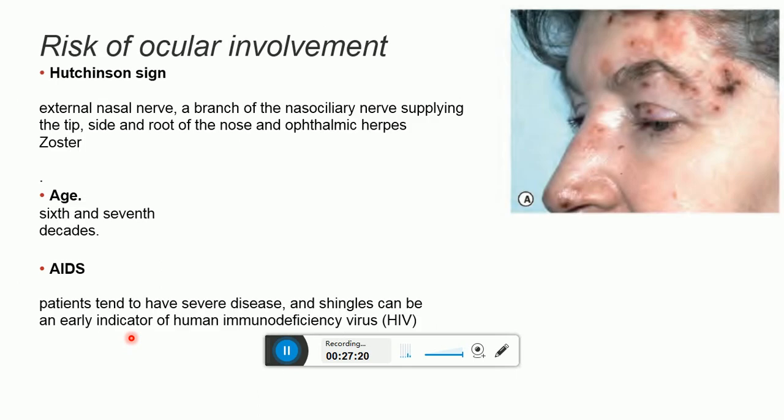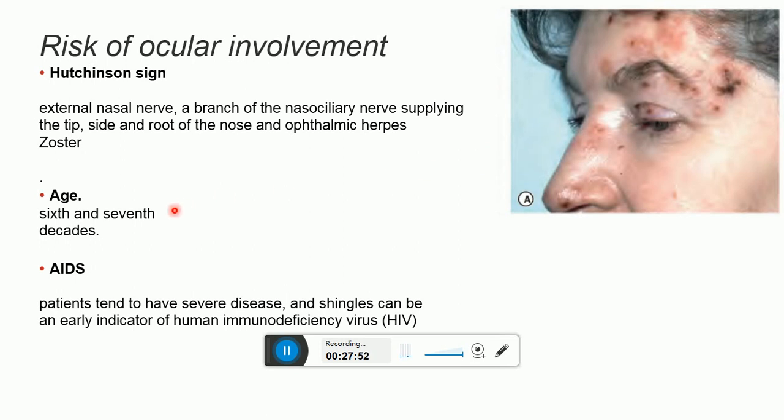Risk of ocular involvement. Hutchinson sign. It describes vesicles in the skin supplied by the external nasal nerve, which is a branch of the nasociliary nerve, supplying the tip, side and root of the nose, in ophthalmic herpes zoster. This sign correlates strongly with ocular involvement. There is no apparent correlation between the severity of the nasal rash and that of ocular complications.